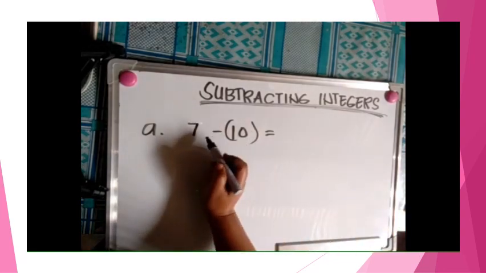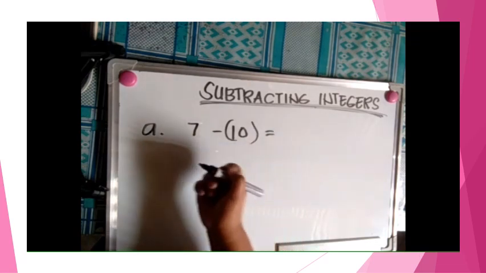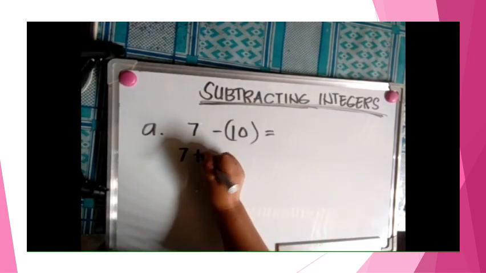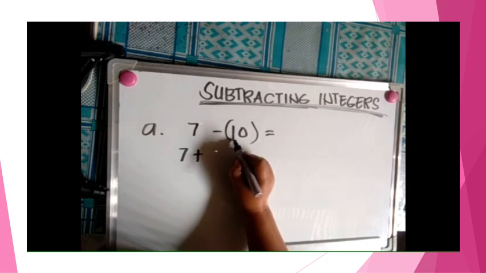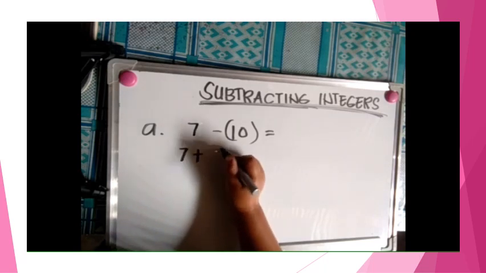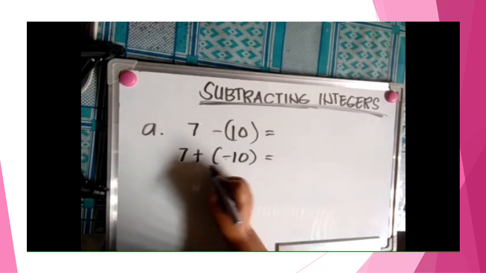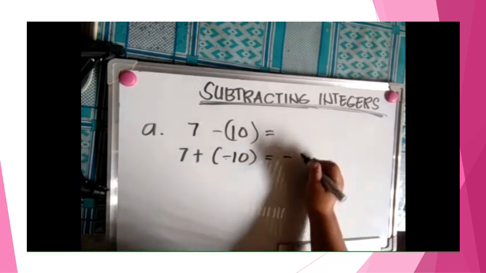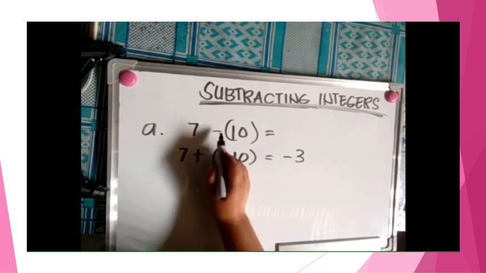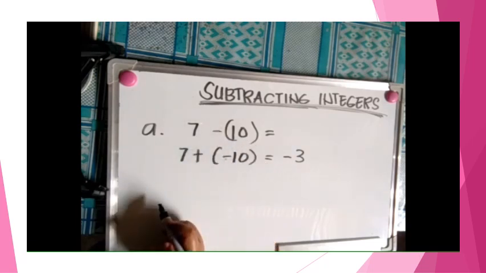Okay, let's have another example in subtraction of integers. We have 7 minus 10 is equal to... When we subtract, we proceed into addition, but we are going to get the opposite of the other term. So subtraction becomes addition, and the opposite of 10 is negative 10. Okay? 7 plus negative 10 is equal to negative 3. Alright. First, convert subtraction into addition and then get the opposite of the other term. Right?